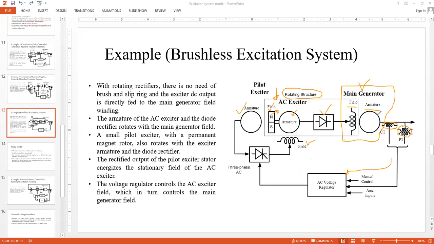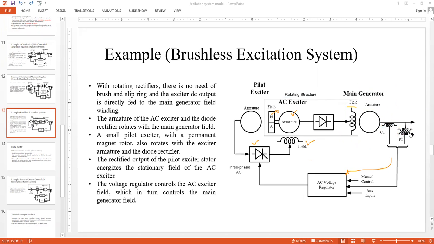Armature is stationary. This is stationary, but the field is moving. This is stationary, but this is rotating. So because it is rotating, we can't take any signal, and there is no DC voltage regulator also. So you only have the AC voltage regulator in this case. There is no brush, remember. So that's why it is known as the brushless excitation system.